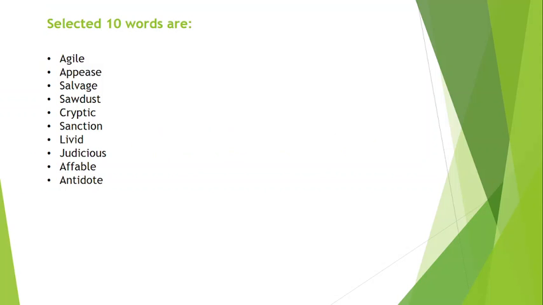In this presentation, I am talking about 10 selected words which have been shown on screen right now. The words are Agile, Appease, Salvage, Sawdust, Cryptic, Sanction, Livid, Judicious, Affable, Antidote.